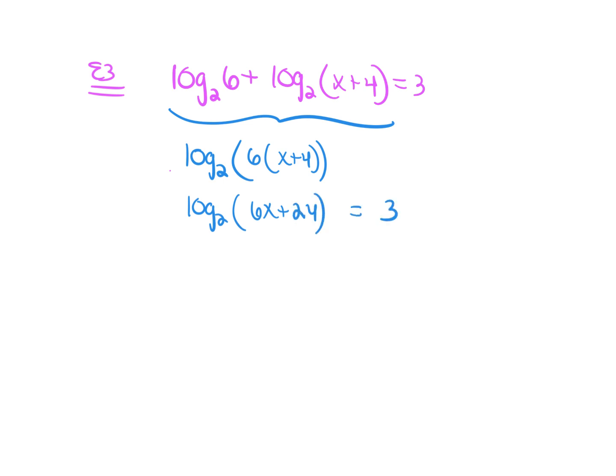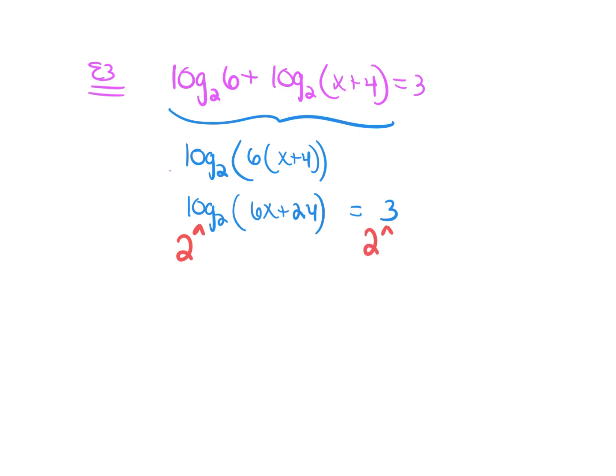equals 3. Now, if you go back and look at your inverse properties of logs and exponential functions, to undo a log, we turn the log portion into our exponent. So this is called exponentiating both sides. We make that an exponent, okay? So now we have 2 raised to the log base 2 of 6x plus 24. If I do that to one side, I have to do that to the other.